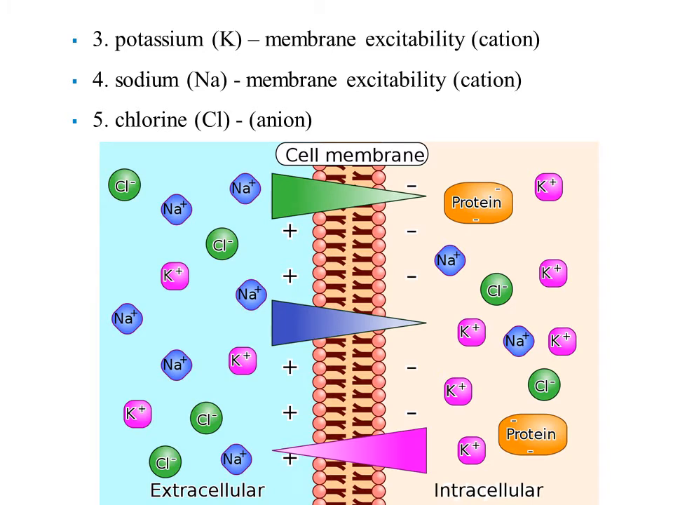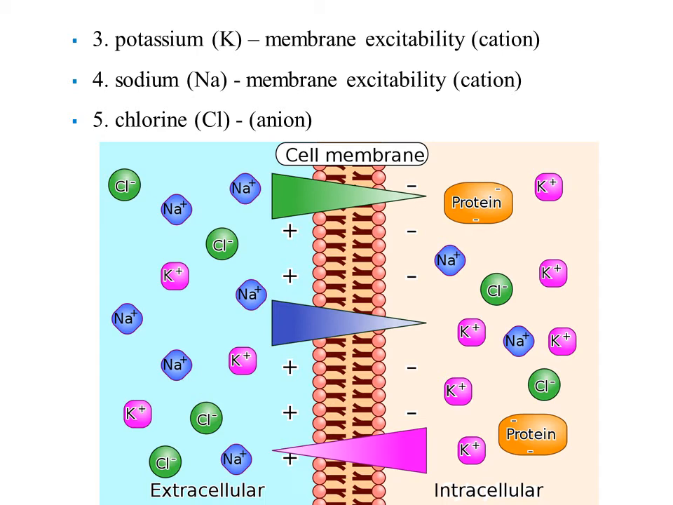Number 3 and 4 can be found in Gatorade or electrolytes. So potassium helps with membrane excitability, and sodium helps with membrane excitability. Chlorine also is involved in this process. So if you look at our image, we have the phospholipid bilayer of a cell membrane. On the outside of the membrane, we have some of those ions.